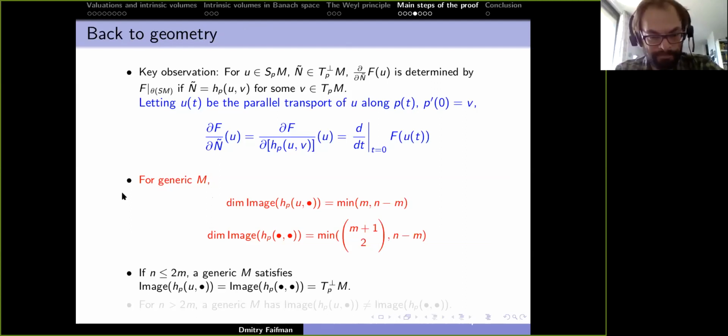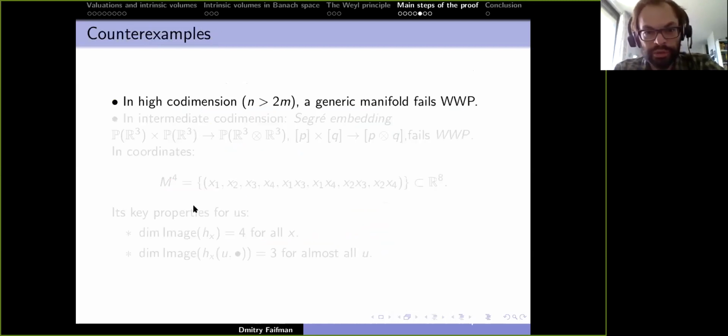Okay. That's basically the key idea. From now on, there's mostly some analysis. The small codimension case is where extra tricks are needed. But at this point, we understand fairly well why generically under this condition we have the weak Weil principle, and under this condition the weak Weil principle generically fails. So in this high codimension, basically any generic thing is a counterexample.